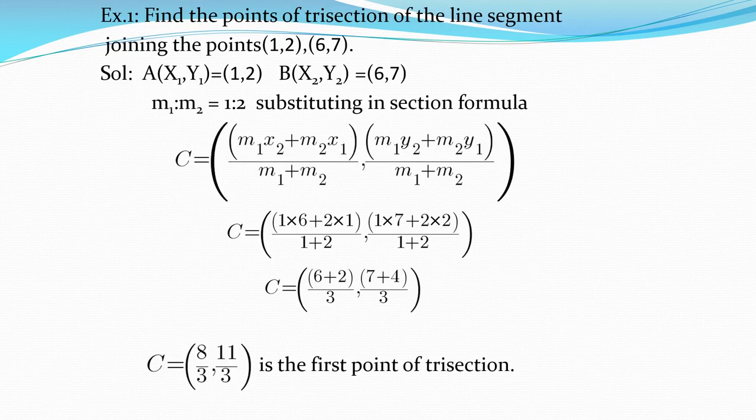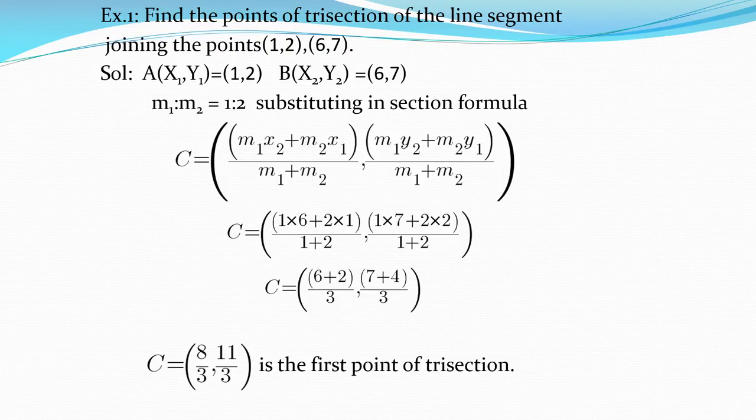Find the points of trisection of a line segment. So here with an example, we are trying to find out how to use these formulas. A is the point x1, y1 which is given as 1, 2 and B is the point x2, y2 which is given as 6, 7. And to get the first point of trisection, m1 is to m2 is equal to 1:2.